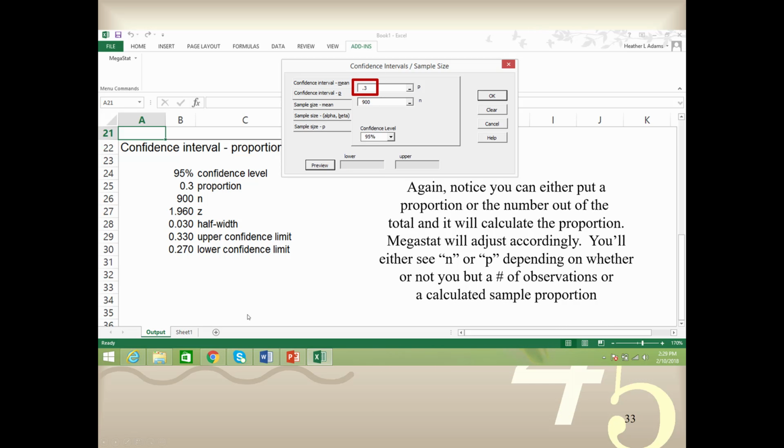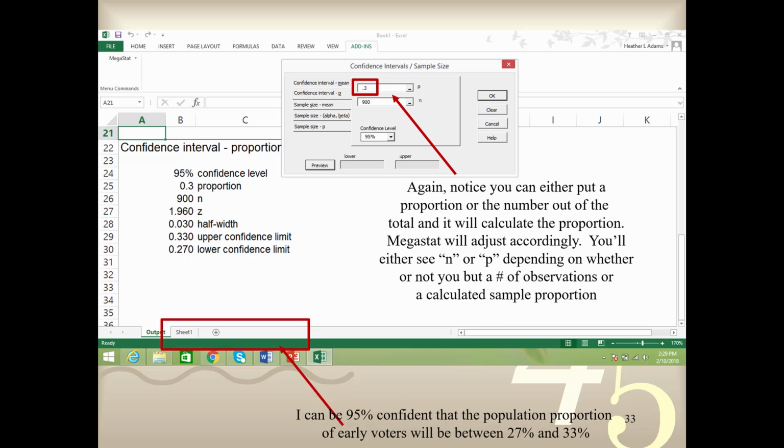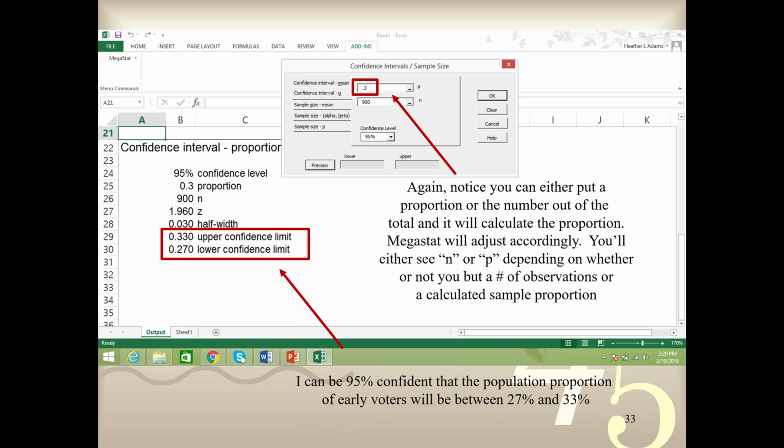Okay, again, notice you can either put a proportion or the number out of the total, and it will calculate the proportion. So Megastat will adjust accordingly. The default is P, so that it's looking for a sample proportion, but if you happen to put something like 20, it knows that that's not a proportion, so it'll make this X and then divide it to get the P. Okay. I can be 95% confident that the population proportion of early voters will be between 27% and 33%.